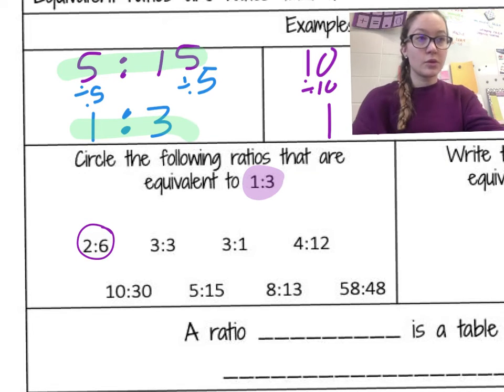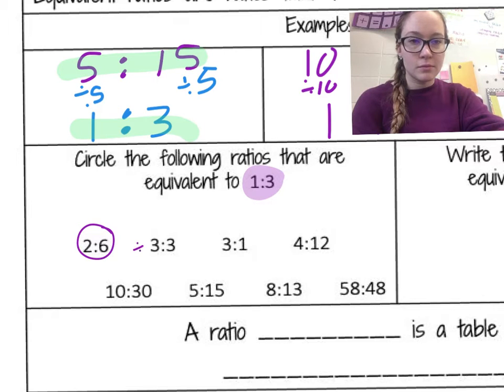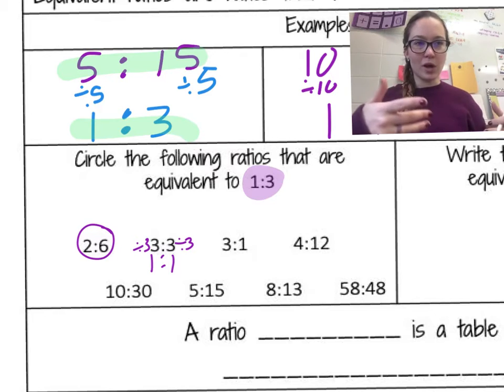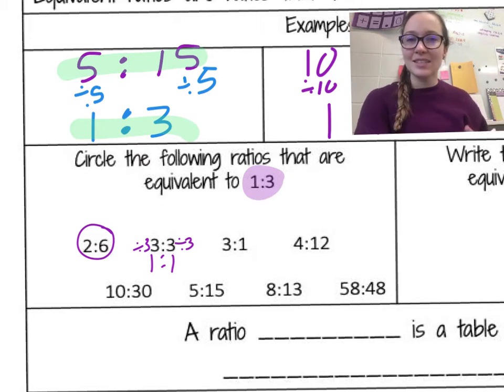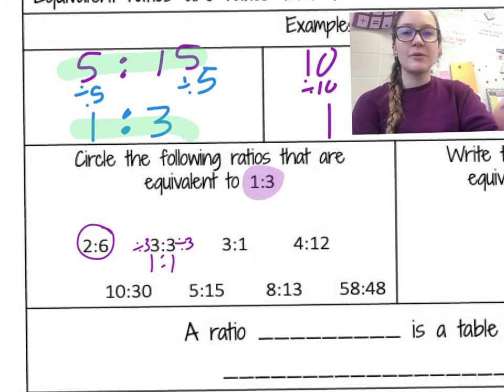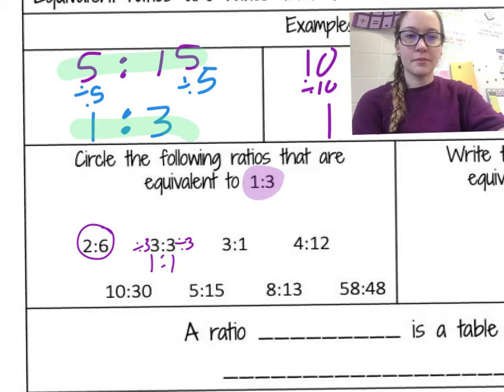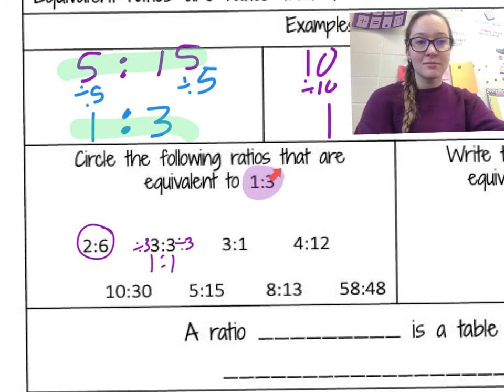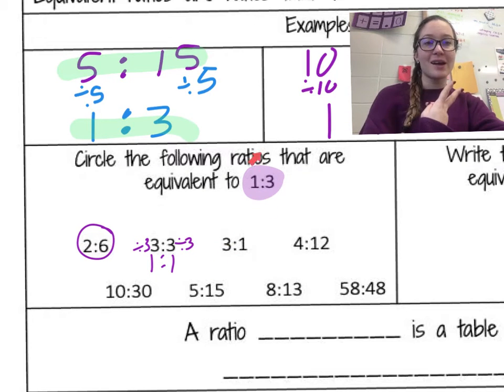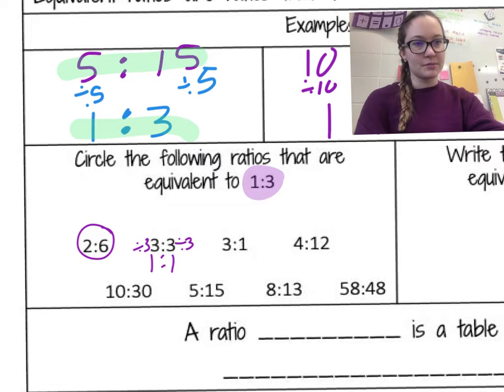Okay. 3 to 3, I can divide both of those by 3. 3 divided by 3 is 1. So that's 1 to 1. That's not the same as 1 to 3. So that one is not equivalent. Okay. 3 to 1. It's just 1 to 3 but flipped around. But they're not the same thing. It has to look exactly like 1 to 3.